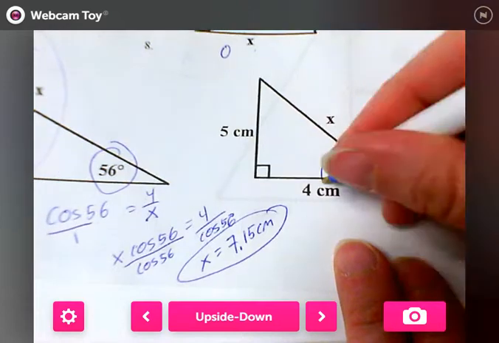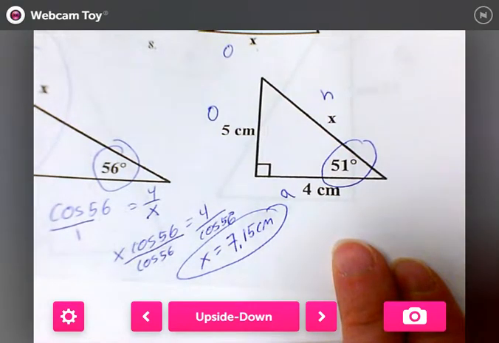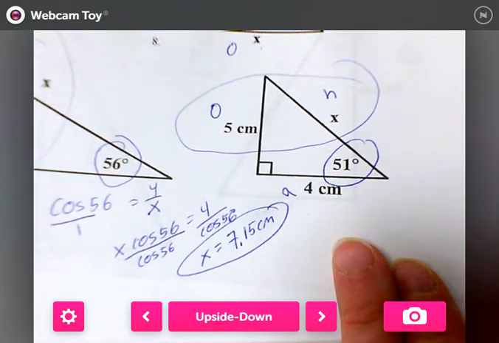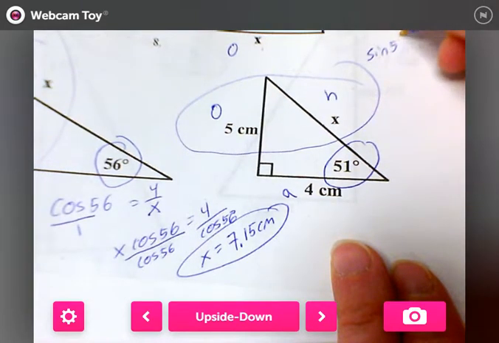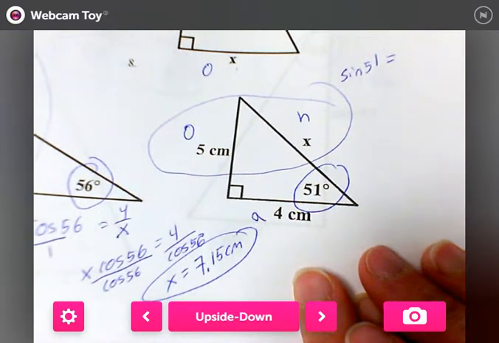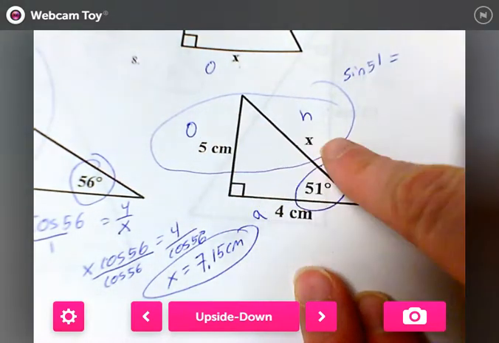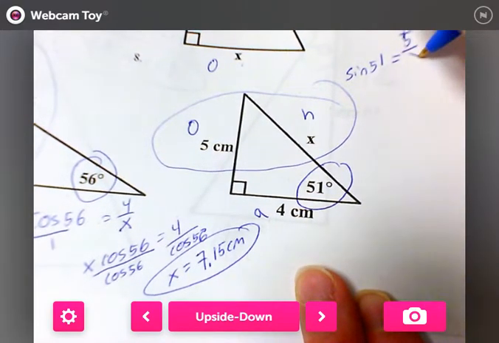Here's my angle. That's my hypotenuse. That's my opposite. That's my adjacent. I have 3 things, so I get to choose 2. Let's try opposite and hypotenuse. Which one do I use for opposite hypotenuse? Sine, cosine, or tangent? Sine. So I'm going to go sine of 51 equals what goes on top, guys? What goes on top? We've got opposite and hypotenuse. Does 5 go on top or x? 5. Opposite always goes on top. Hypotenuse goes on the bottom.